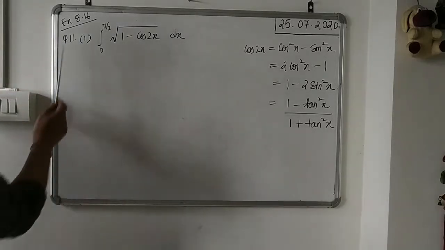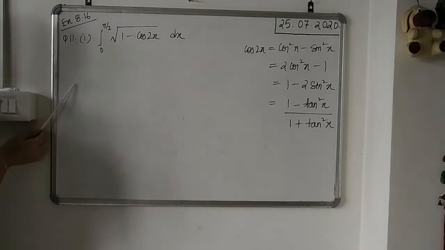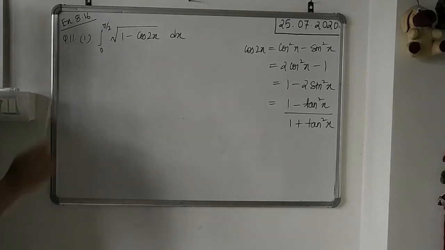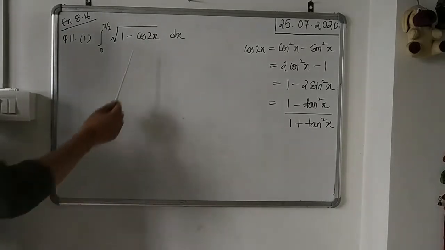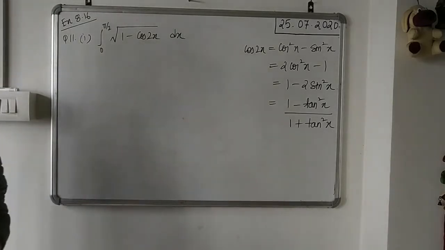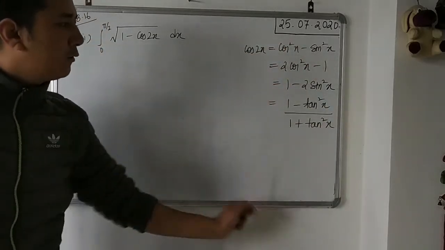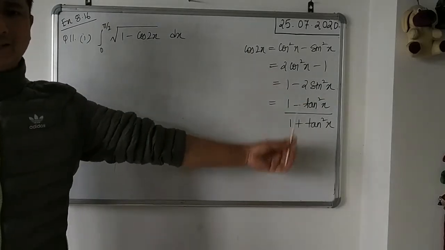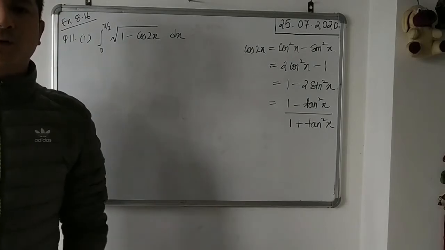Number 11. The question is integrate 0 to pi by 2 under root 1 minus cos 2x. Now whenever I get this expression 1 minus cos 2x, the formula for cos 2x has to be clear. This formula has been given from class 11 onwards, so you must be clear with it. There are 4 formulas for cos 2x: first, second, third, and then the fourth.